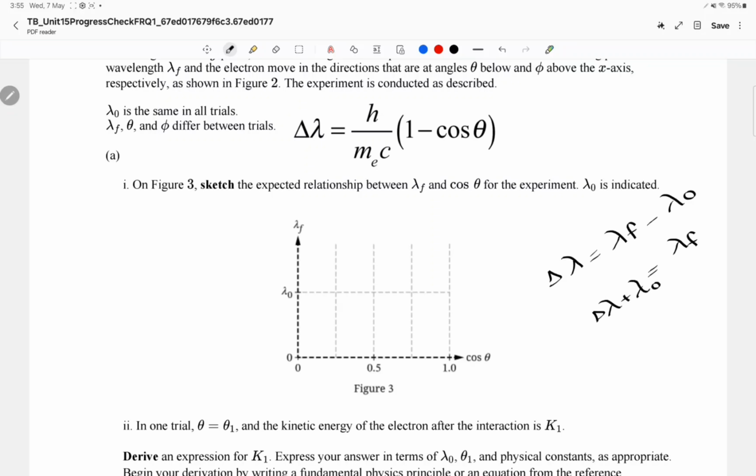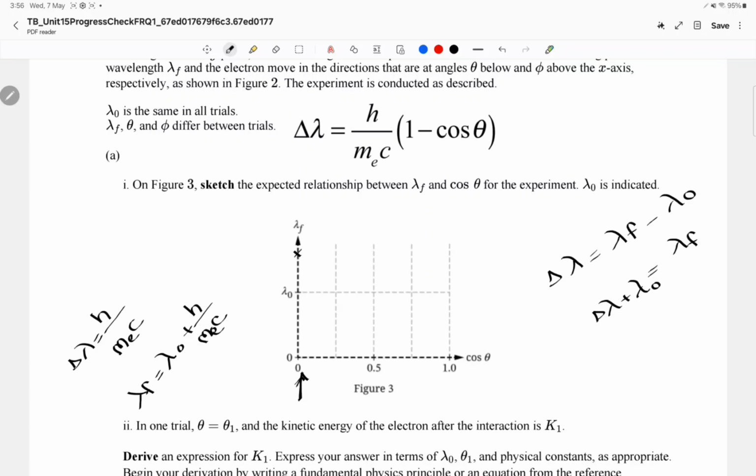Okay. Now let's just start with cosine being 0. So delta lambda is equal to h over m_e c multiplied by 1 minus cosine of theta. And cosine of theta here at the origin is going to be 0. And so 1 minus 0 is a 1, right? And so basically lambda f is going to be equal to lambda O plus h over m_e c. That means in the beginning lambda f has to be larger than lambda O. Okay?